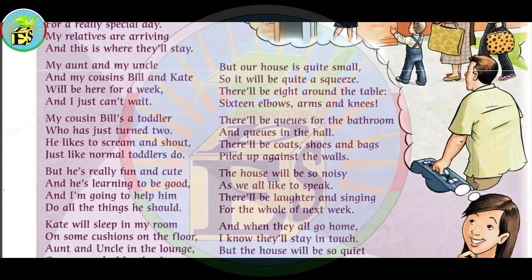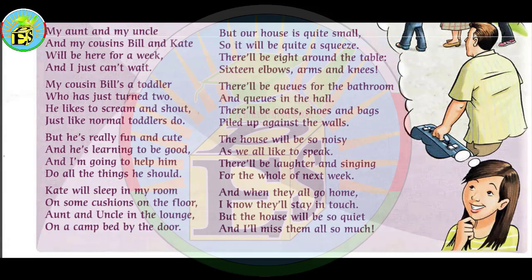Now let's try to find more examples of rhyme in this poem, and we can find some examples here. Floor and door, and then here we can say squeeze and knees. These two words rhyme. Small and hall, walls, they rhyme also. Then we have speak and weak, and the last one is touch and much.